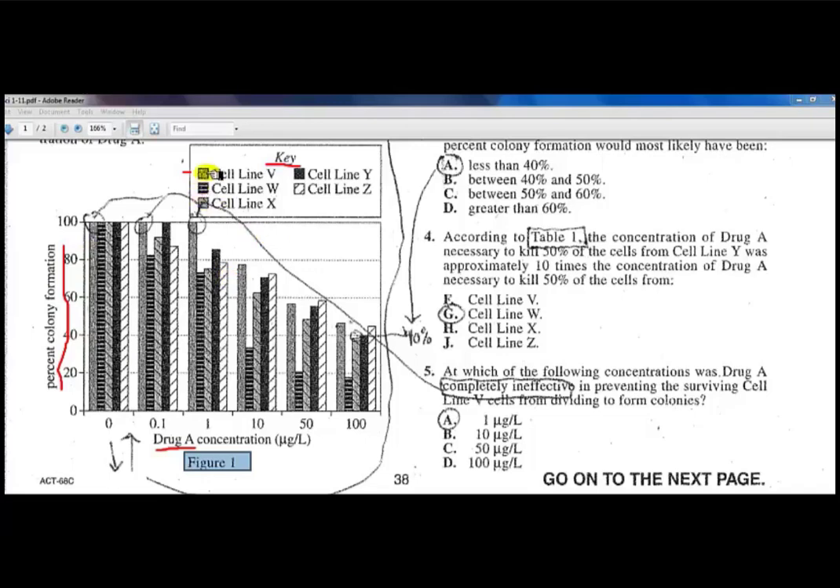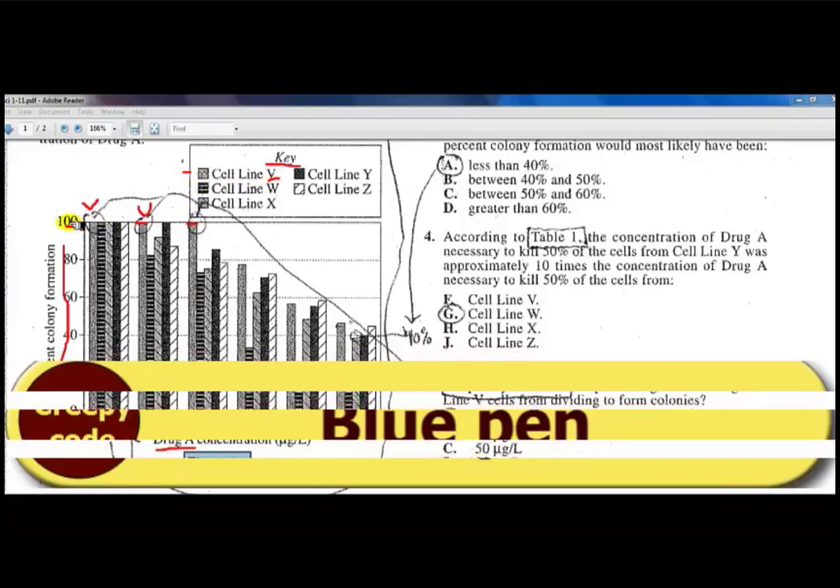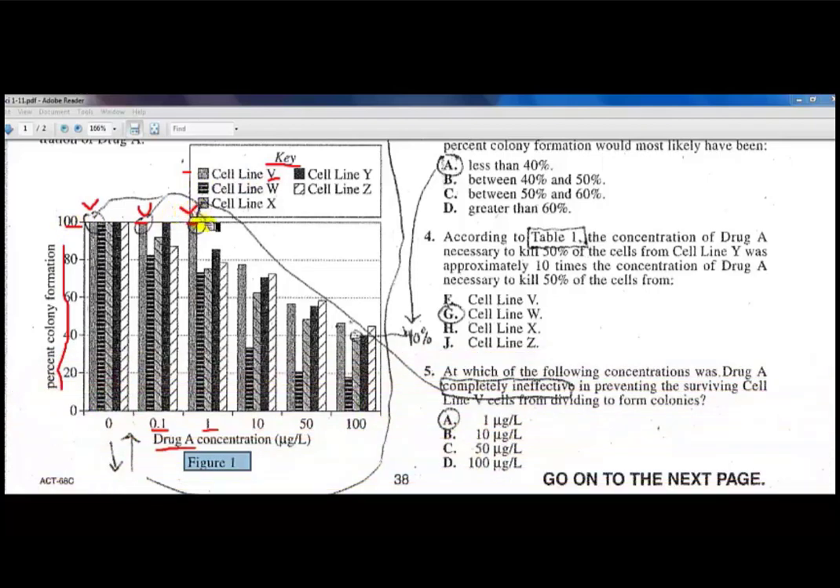If you look over here, here is cell line V again. The lightly shaded region is right here. And you see that at 0, it is 100% colony formation. We look over here, 0.1. Here is the line we're looking for, V. And you see again, we're still at 100%. You look over here at 1 on the x-axis for drug concentration A. Then we find cell line V, which is here. It's still at 100%. Then we come over into the next one at 10 milligrams per liter.